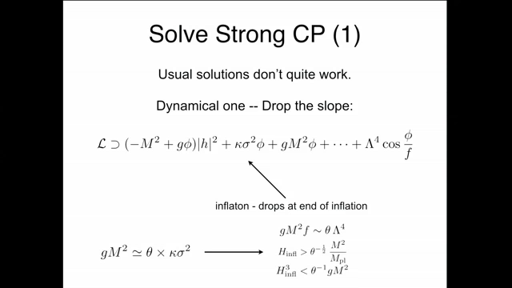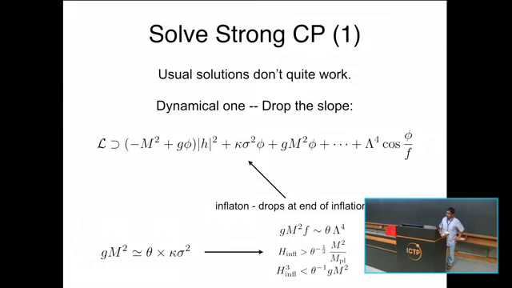So one basically requires a new class of solutions to the strong CP problem if this is what you want to do. And here's the kind of dumb way in which we did it. I think there are actually probably much better ideas out there. We just haven't explored all of them. So one very simple idea is the following.